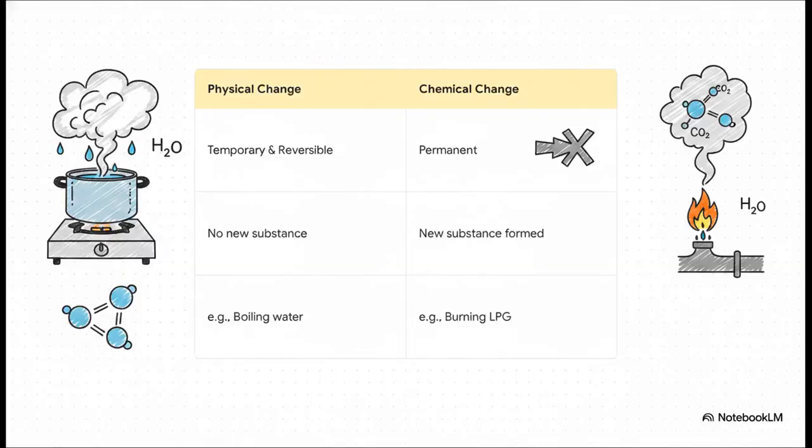And here it is. A physical change, like boiling water, is totally temporary. You can get that water back, right? You're just changing the state of H2O, not the H2O itself. But a chemical change, like burning gas, that's permanent. You're creating brand new stuff. Carbon dioxide, water vapor, you can't unburn it. So the big takeaway? Burning gas is the chemical change. That is the fundamental difference.